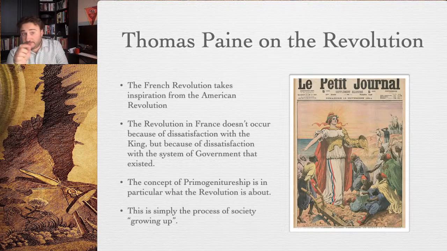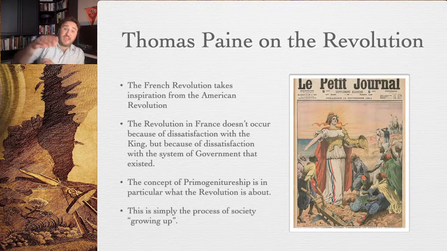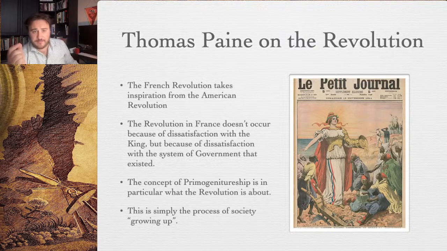Paine notices that the French Revolution, politically speaking, didn't happen because people were angry at the king personally. We said that Louis XVI was an improvement over Louis XV. So things were getting better, not worse. So Paine says it's not against the king specifically, because if that were the case, they would just take one king and replace him with another king. No. They take issue with the concept of having a king at all.